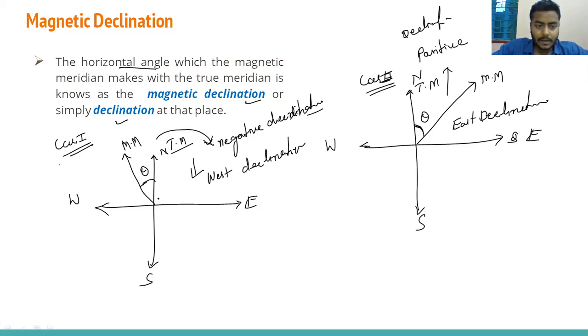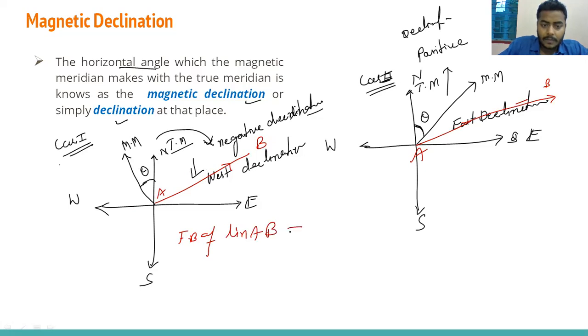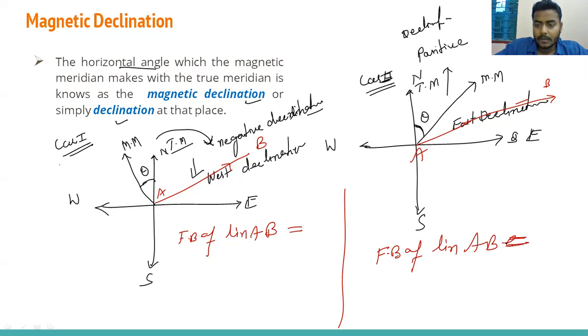This is a line AB, or this is A and this is B. Now we want to write the bearing of line AB, in both the cases. What can we write for the bearing of line AB?